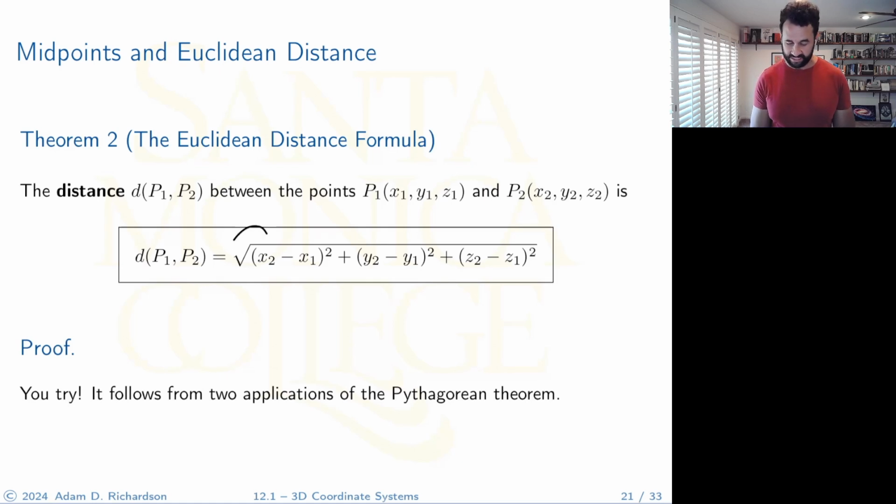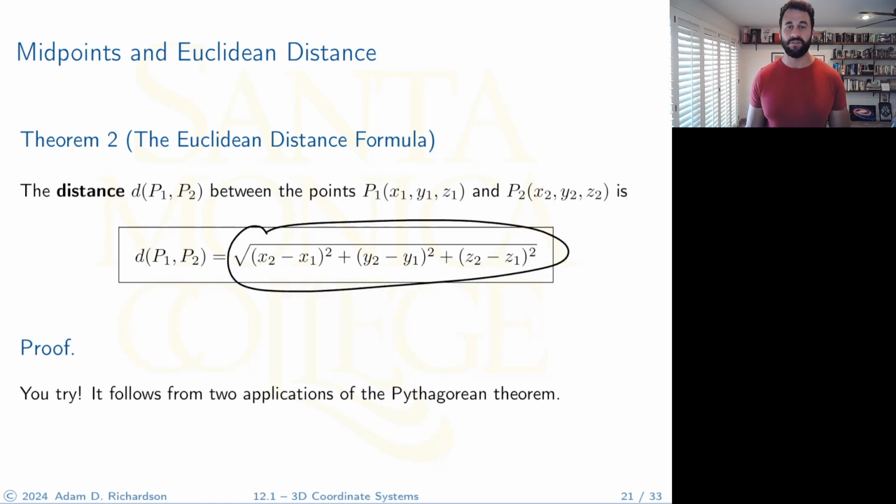So if you want to know the distance formula in 3 dimensions, you just apply the Pythagorean theorem twice. I encourage you to try it. You try to prove it, and then you can check out the proof in the book. The proof is in the book in section 12.1.